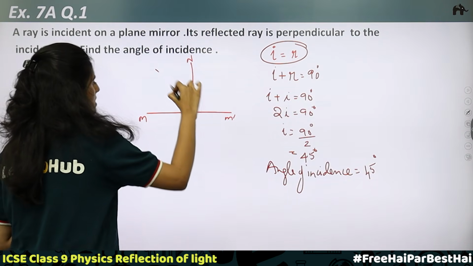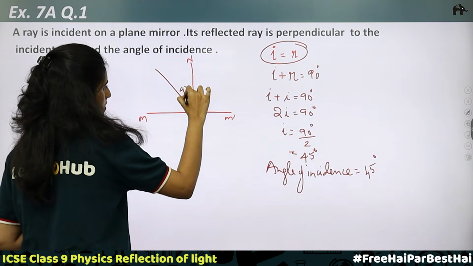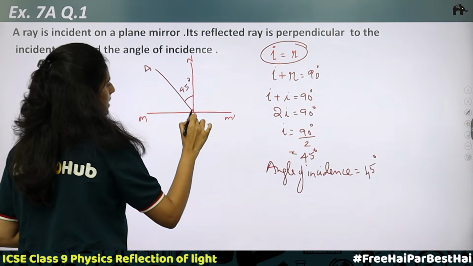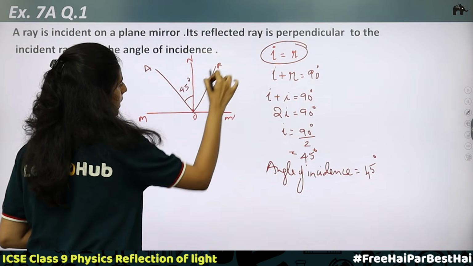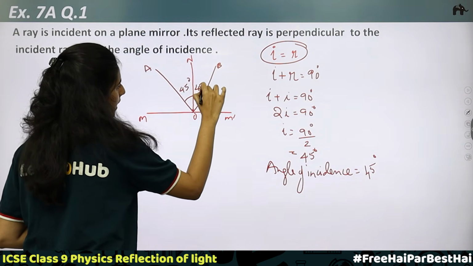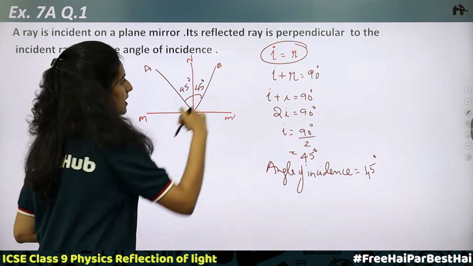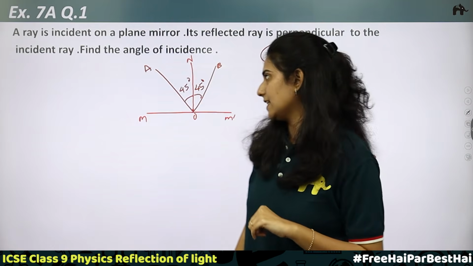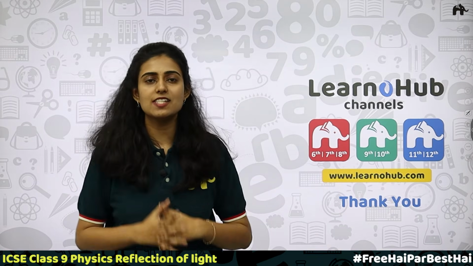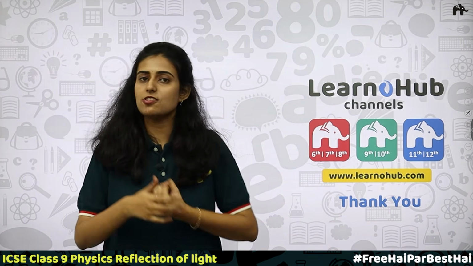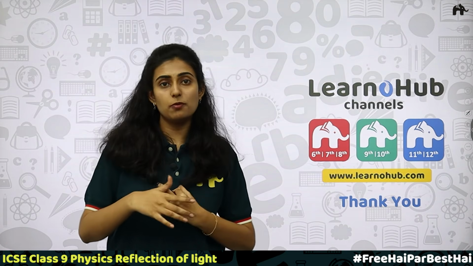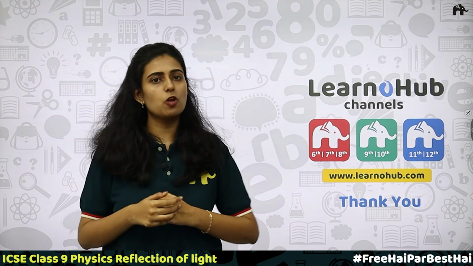So this is the incident angle, which is 45 degrees, and this is the reflected ray OB, with angle equal to 45 degrees. 45 plus 45 is 90 degrees, which means the incident ray and the reflected ray are perpendicular to each other. That's all for today. In today's class, we have discussed reflection of light, laws of reflection, and also the image formed in a plane mirror. We have also solved problems related to it.